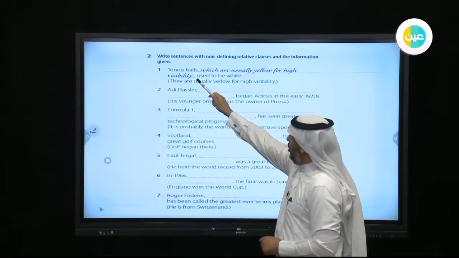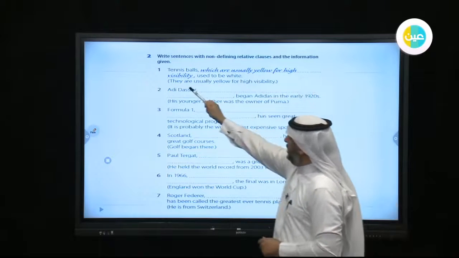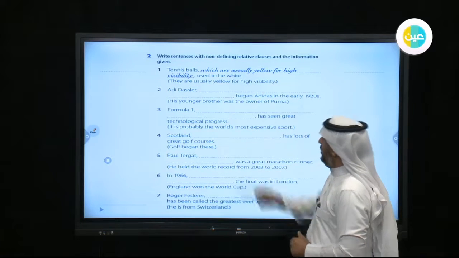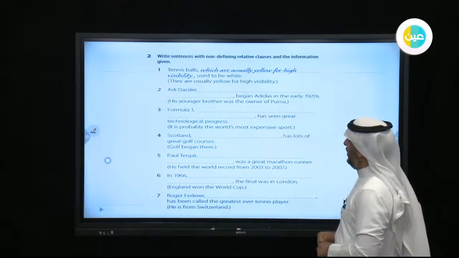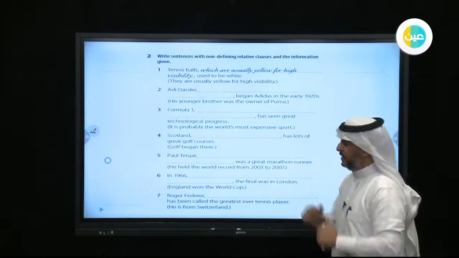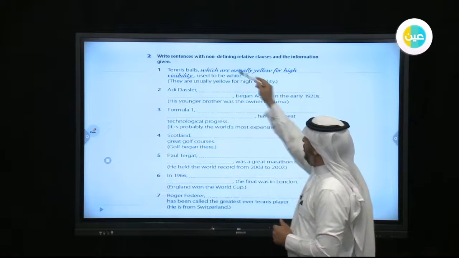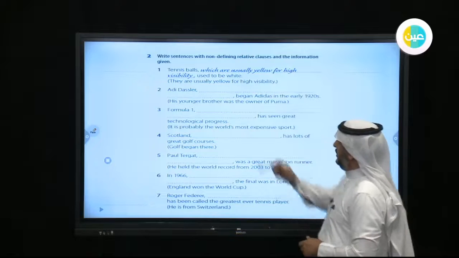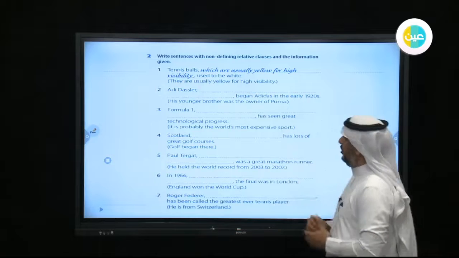Tennis balls, which are usually yellow for high visibility, used to be white. Look at the sentence. It is called non-defining relative clause. It means that we can cross out the blue writing. Tennis balls used to be white. هذه الجملة مكتملة ولا يختل المعنى.